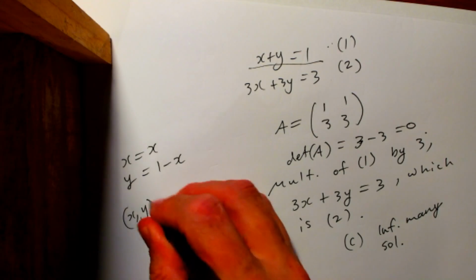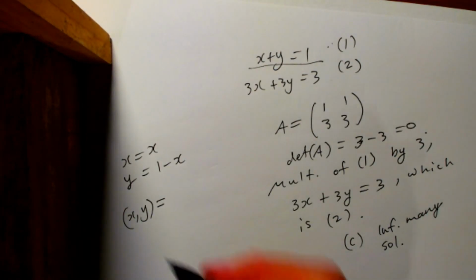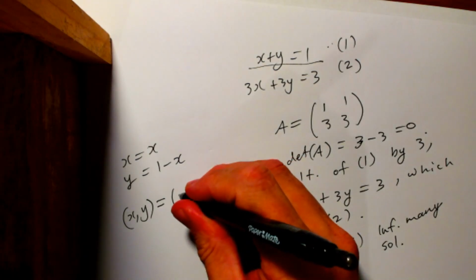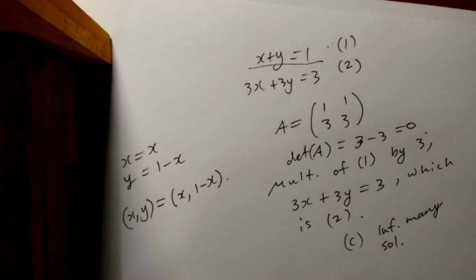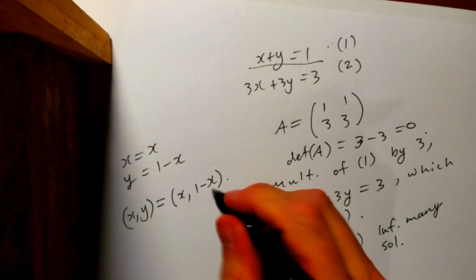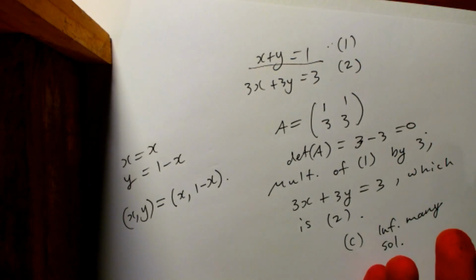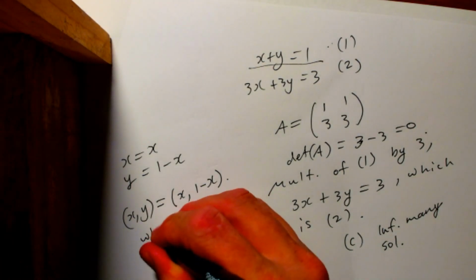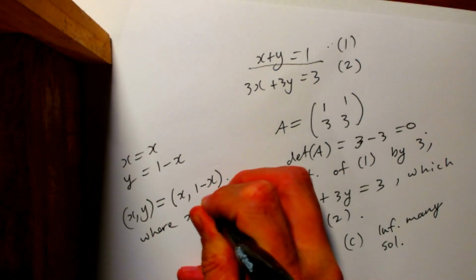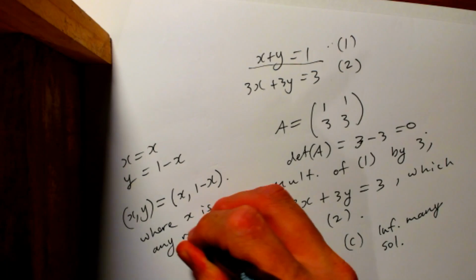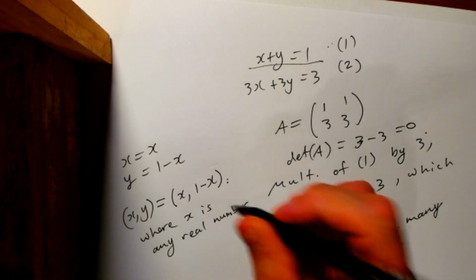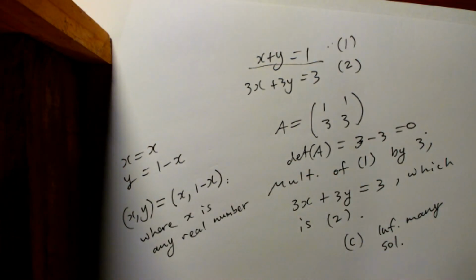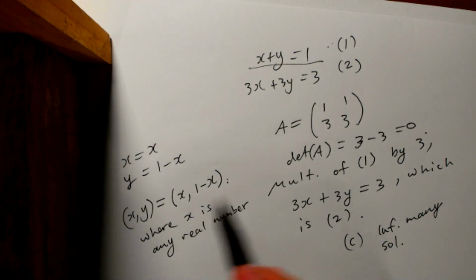The point (x, y) on the line can be rewritten in terms of one letter, x, just like this. And then I can choose x as any real number, so we'll say where x is any real number. And this point is on the line y plus x equals 1. So this is how we get an infinite number of solutions.